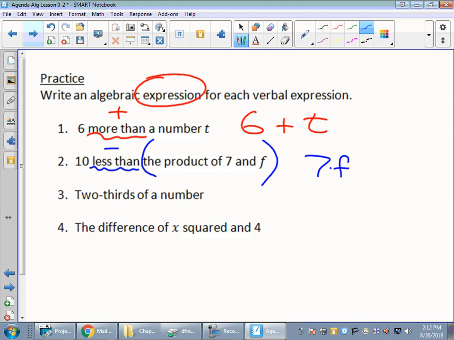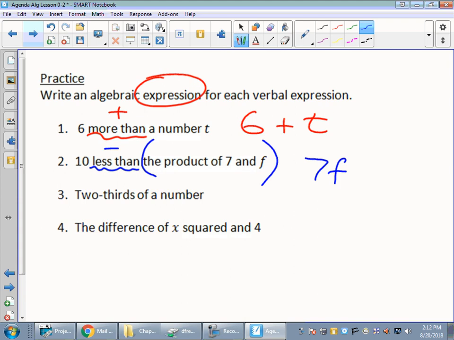Okay? And you can write it with the little multiply dot in there if you would like, but I'm probably not ever going to. When we do products, I'm just going to write it together without the symbol. So 7f. 7f, that's the way I prefer to do it. And now we've got a less than 10. So we've got this product of 7 and some number f, and then we're going 10 less than that. So in this case, this is one of those where with subtraction, we have to actually figure out what's going first.